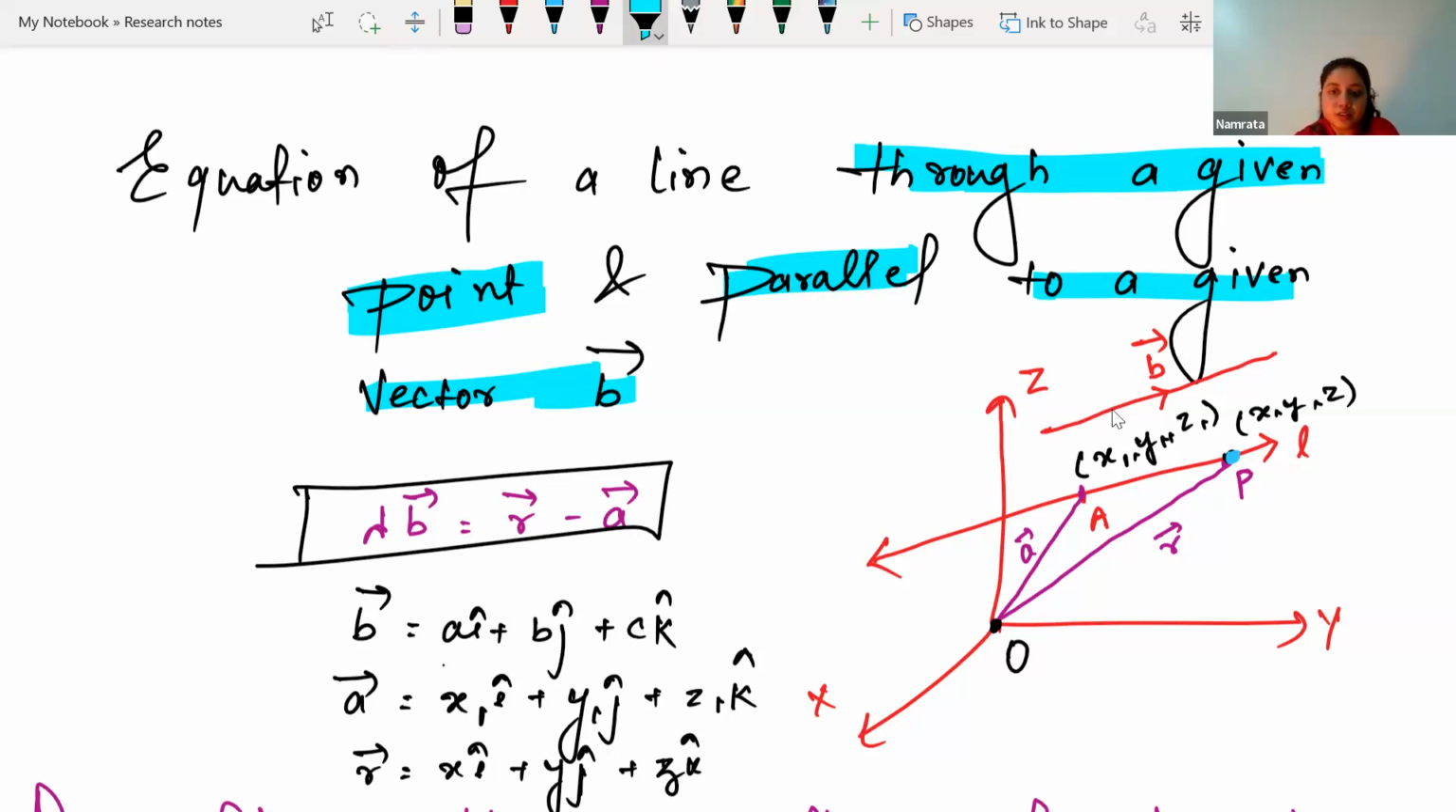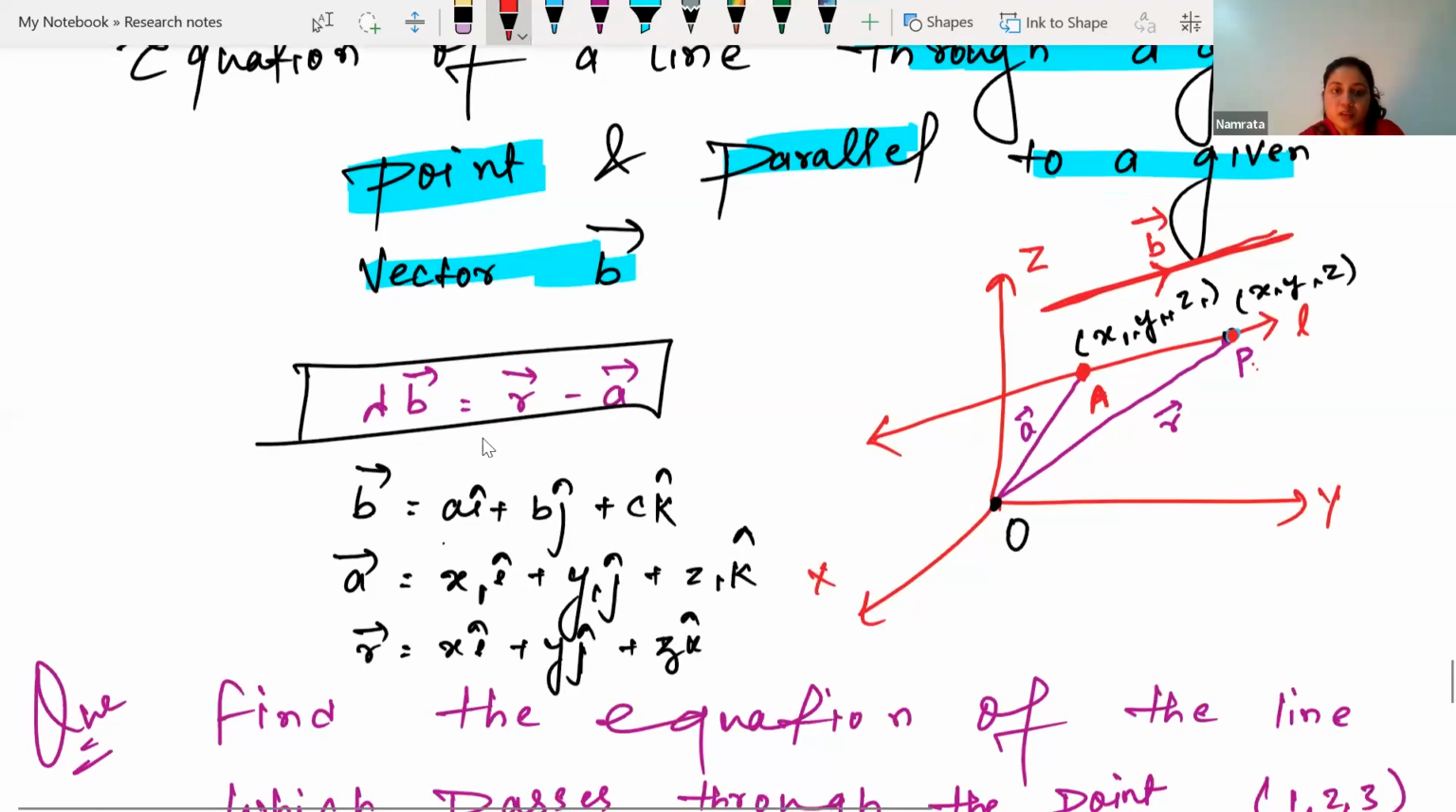As you can see in the figure, we have a line and a point A through which we want to find the equation of the line. We have assumed the coordinates of A are x1, y1, z1. Similarly, one straight line is there, and we have taken the position vector of the parallel line as b. Here we have taken a random point P, which is also on the same line L, as you can see in the figure.